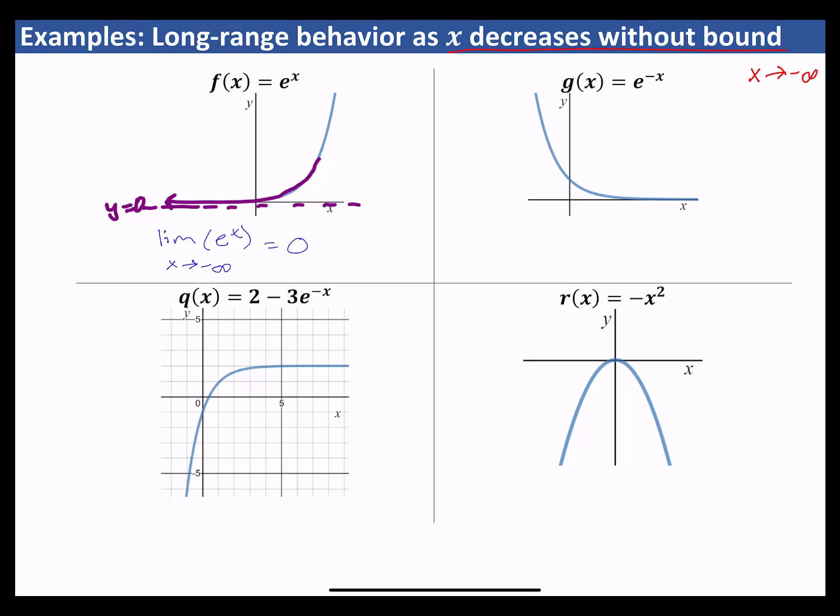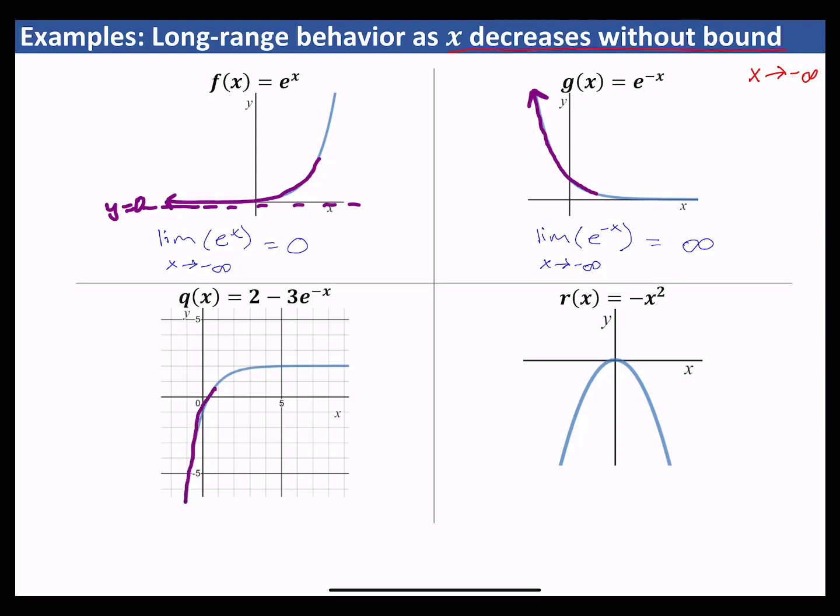Next we have g of x equals e raised to the negative x again, and we see that as x decreases without bound, e to the negative x increases without bound. We can describe this long-range behavior by writing the limit of e raised to the negative x as x decreases without bound equals infinity.